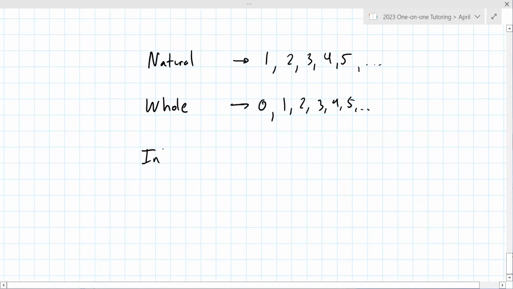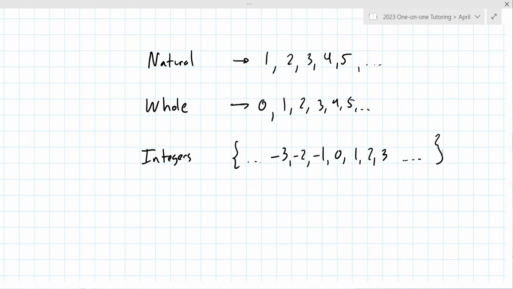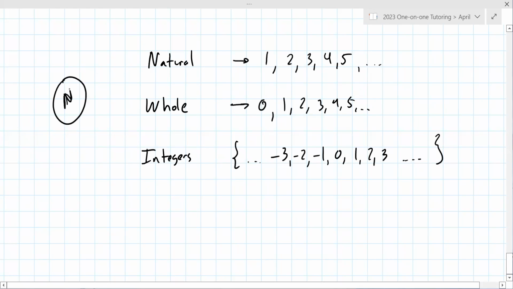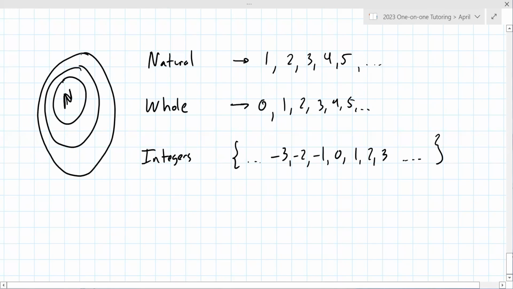The integers start at negative infinity, ..., -3, -2, -1, 0, 1, 2, 3. So notice the relationship between them. The whole numbers include all the naturals, but they add in 0. The integers add in the negatives of the naturals and also include 0. So graphically, if this is the naturals, the whole numbers include the naturals, and the integers include the whole numbers and the naturals.